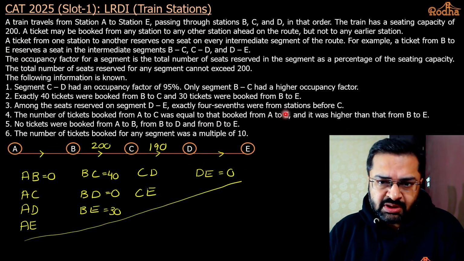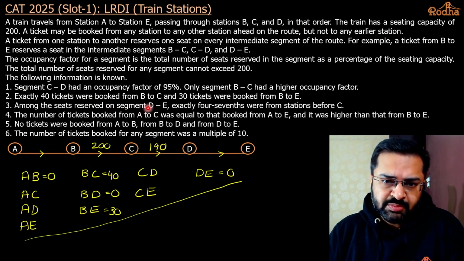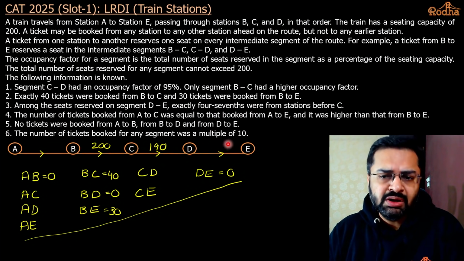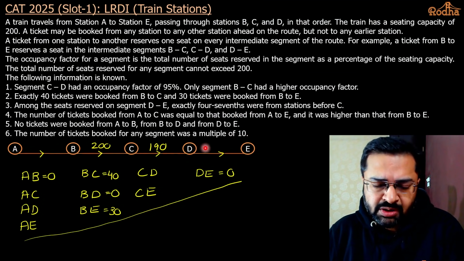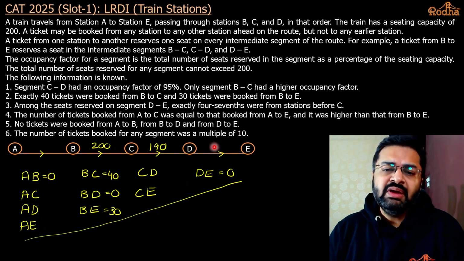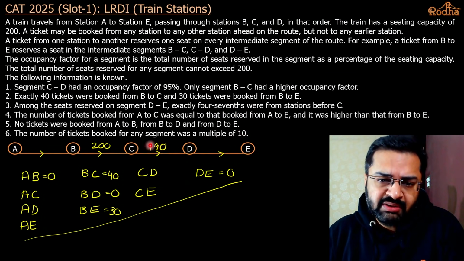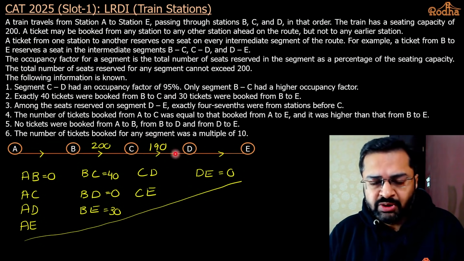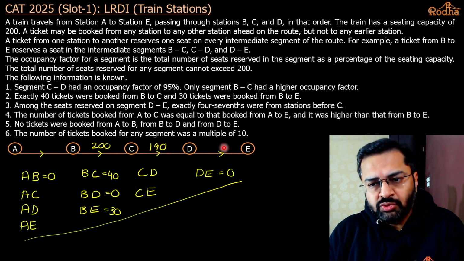Now, what is it saying? Among the seats reserved on segment D, which is not known to us, exactly 4/7. Now we know that all this occupancy would be in multiples of 10, because tickets booked are also in multiples of 10. So even if we add a few of them, how would we arrive at the occupancy? By adding a few tickets booked for different segments, right? This would also be a multiple of 10.